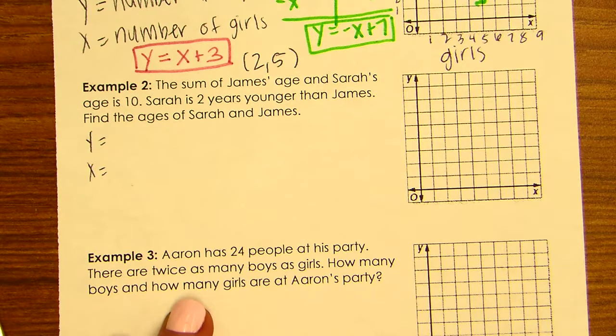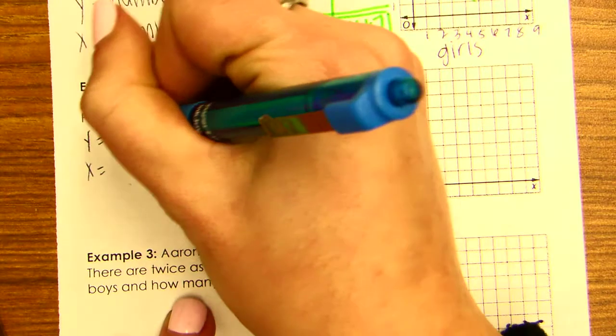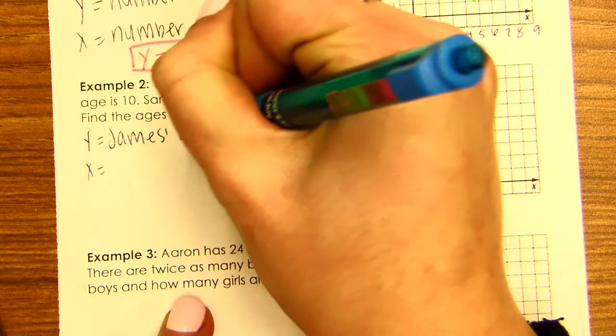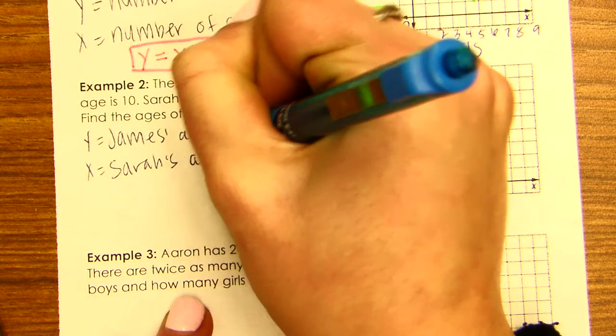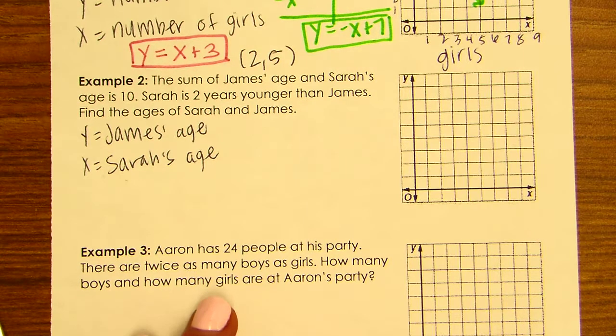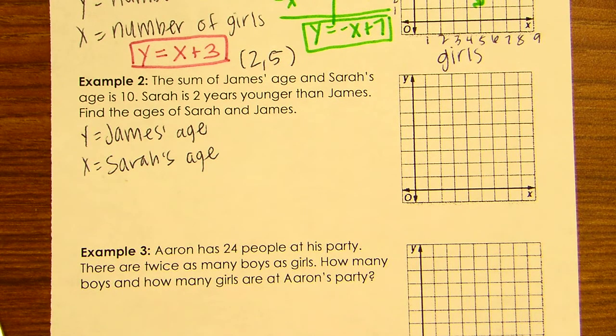I'm going to make the y the one that's greater, so y is going to be James' age because he's older. Again, it won't be wrong if you do it the other way. It'll just have a negative y-intercept, so it won't fit very well on this graph. You could use a different graph though. And I know the sum of their ages is 10.